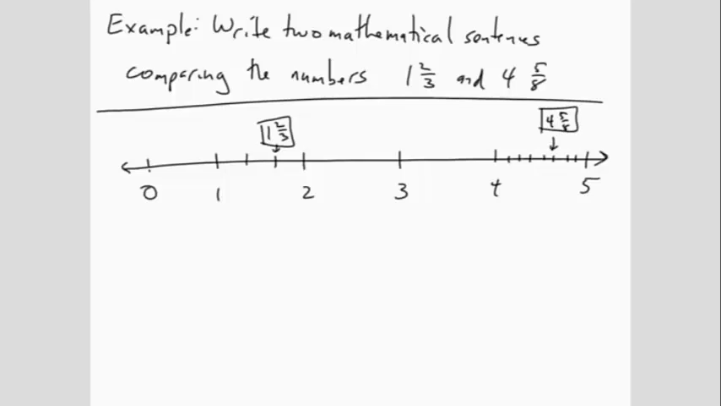From here, we just need to read off the relationships. 1 and 2/3 is to the left of 4 and 5/8, so 1 and 2/3 is less than 4 and 5/8. And 4 and 5/8 is to the right of 1 and 2/3, so 4 and 5/8 is greater than 1 and 2/3.